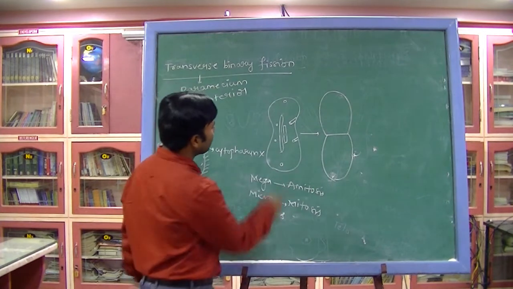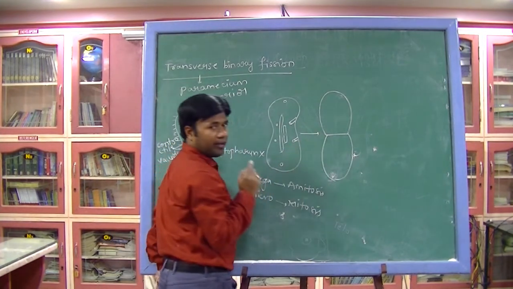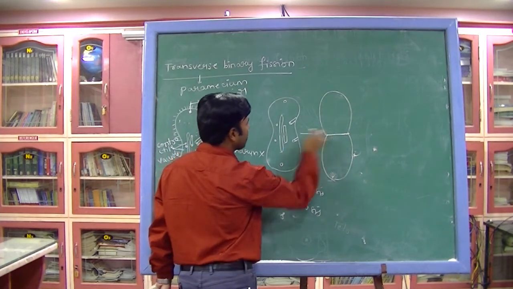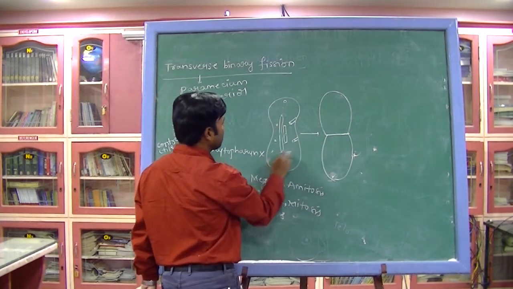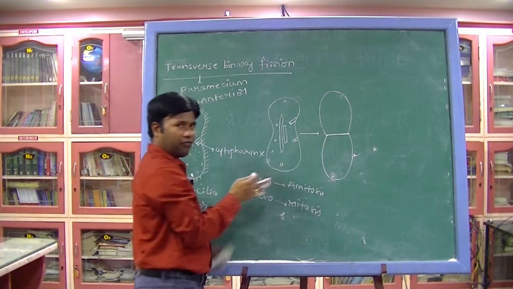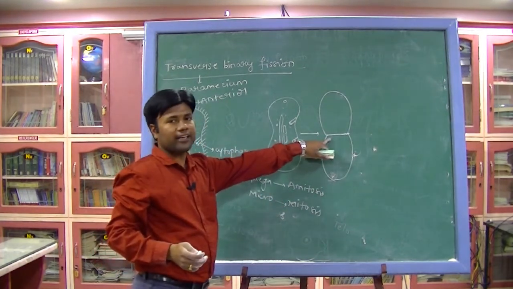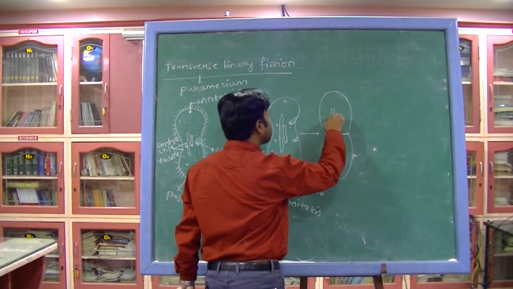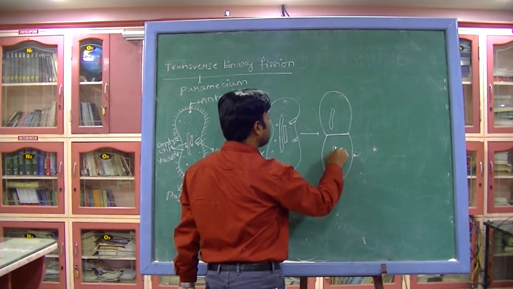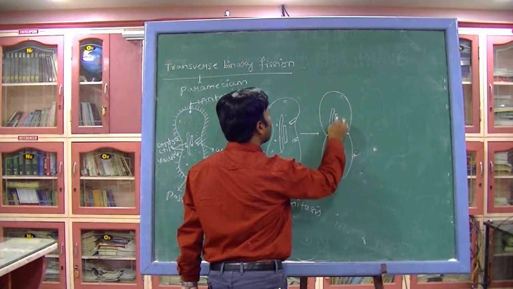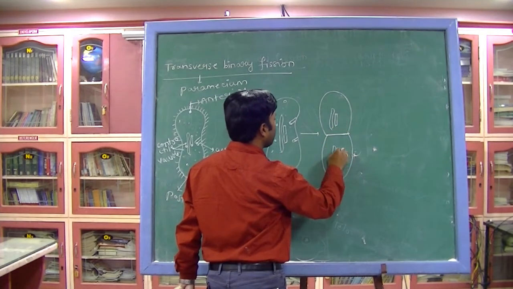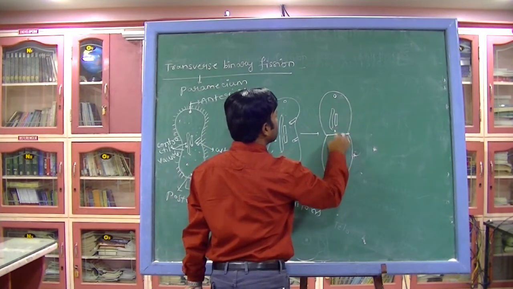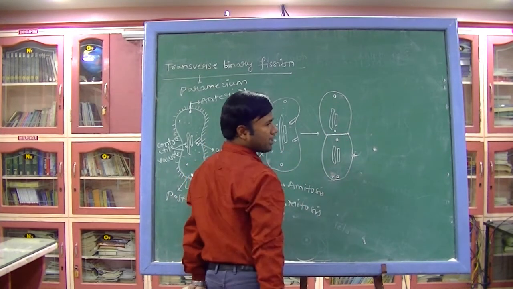So, what happens here? This is the cytoplasm division. Whatever cytoplasm is present will be bifurcated in the next step. Due to that, the meganucleus moves to this side and this side. Here also one micronucleus, here one micronucleus. Then anterior and posterior vacuoles, anterior and posterior vacuoles.